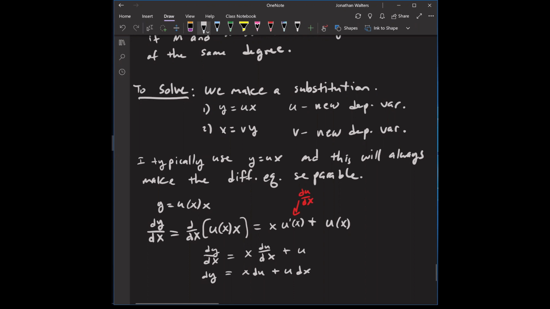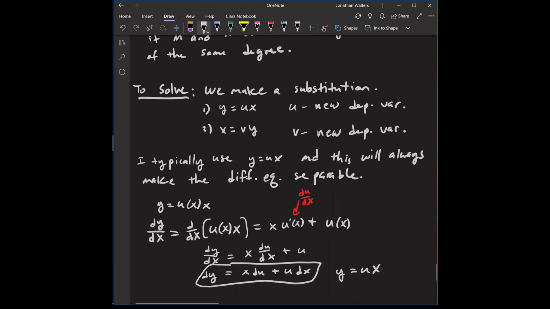So that's what we're going to substitute in for dy every time we use the substitution y equals u times x. So y equals u times x, dy equals x du plus u dx. We substitute all of that into the differential equation, and somehow magically, not magically, but I'm just not going over it, the differential equation will become separable. So let's look at an example of what happens when we do this.